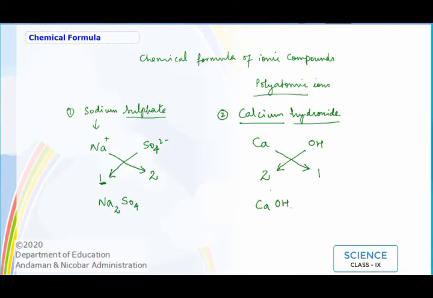Here one more notable thing is that this 2 is meant for both O and H. So in such a case what we need to do is put OH in parentheses, and below it we have to write 2. So the chemical formula of calcium hydroxide would be Ca(OH)2.